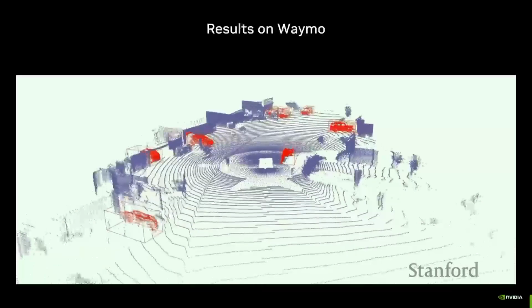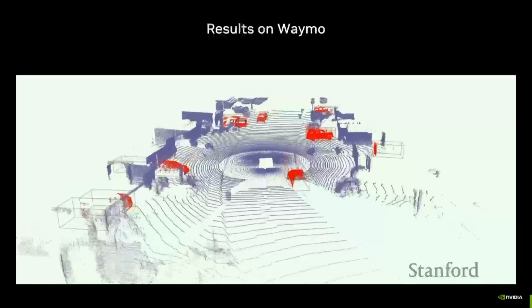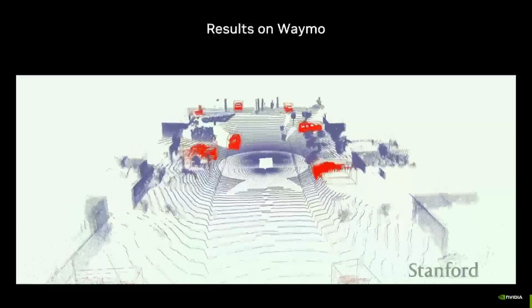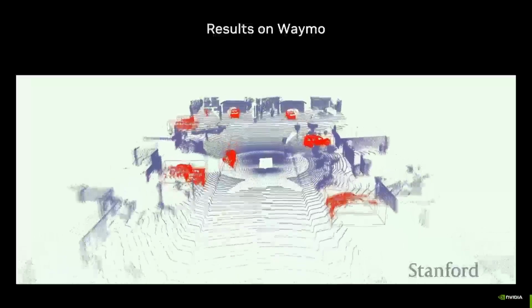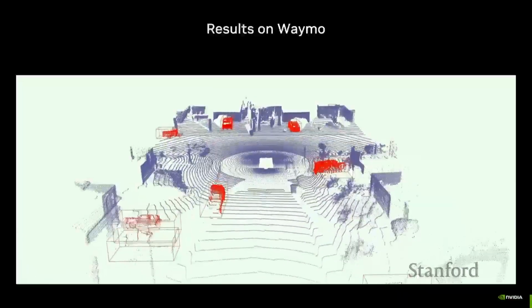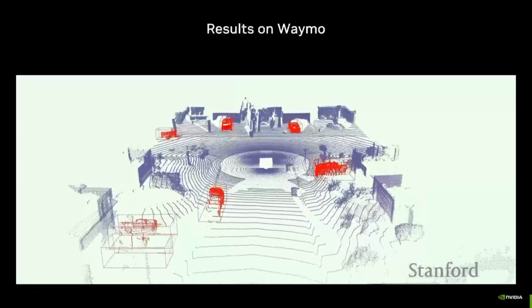So these are some of the results that we have on Waymo, right? All these red bounding boxes are the ones that we detect as cars. And again, here, the goal is not to be perfect, right? I mean, these are pseudo labels. I'm going to train a model on top. This is basically free data.